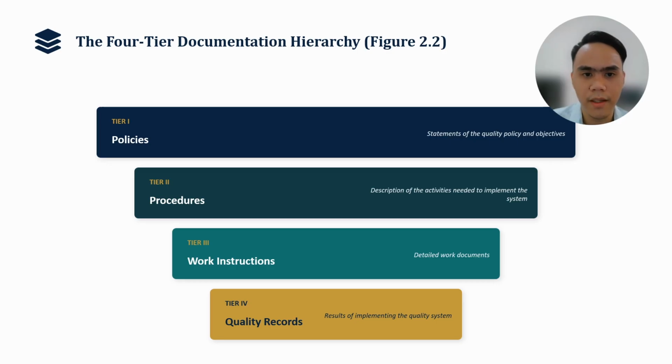Tier 1, policies, are statements of quality policies and objectives, the broadest, most aspirational tier. Tier 2, the procedures, describe the activities needed to actually implement the system, more concrete than a policy, but still describing what happens at the process level rather than step-by-step instructions. Tier 3 is the work instructions, or detailed work documents that specify how to. And tier 4 is the quality records, which are results of actually implementing the quality system, the evidence that everything above it was actually followed.